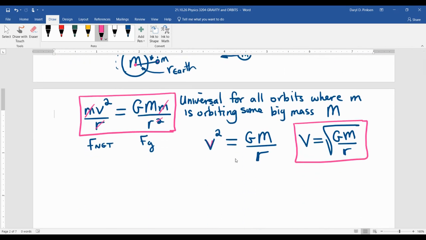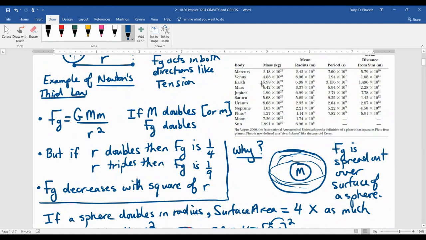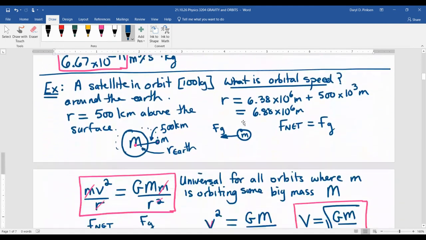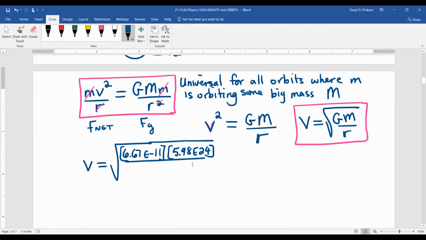So now here's all we got to do. The orbital speed of the satellite is going to be the square root of G, 6.67 times 10 to the negative 11. This is what it looks like on my calculator instead of saying times 10 to the power up. The mass of the Earth, I have a table up here where we can find that: 5.98 times 10 to the 24 kilograms. This method just kind of keeps things nice and short. And the radius is going to be 6.88 exponent 6.